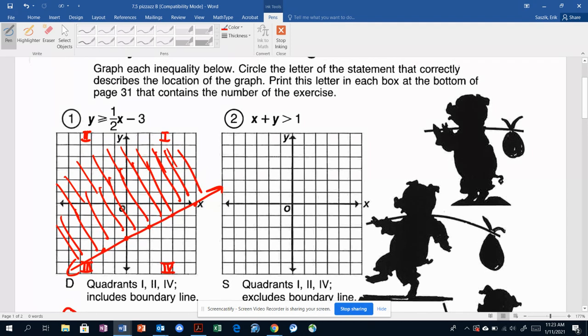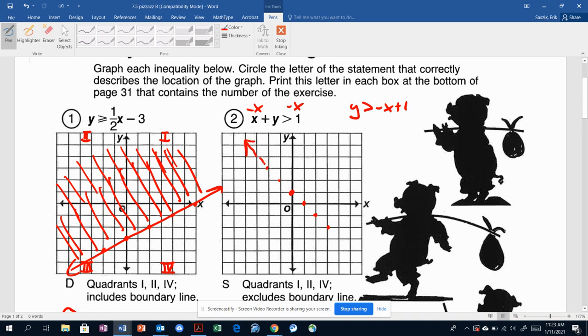Here you'd have to do a little solving, right? You'd have to subtract x. So this would be y is greater than negative x plus 1. There's the plus 1. Negative x means negative 1, right? Down 1 over 1, down 1 over 1. I'll go backwards a little bit.